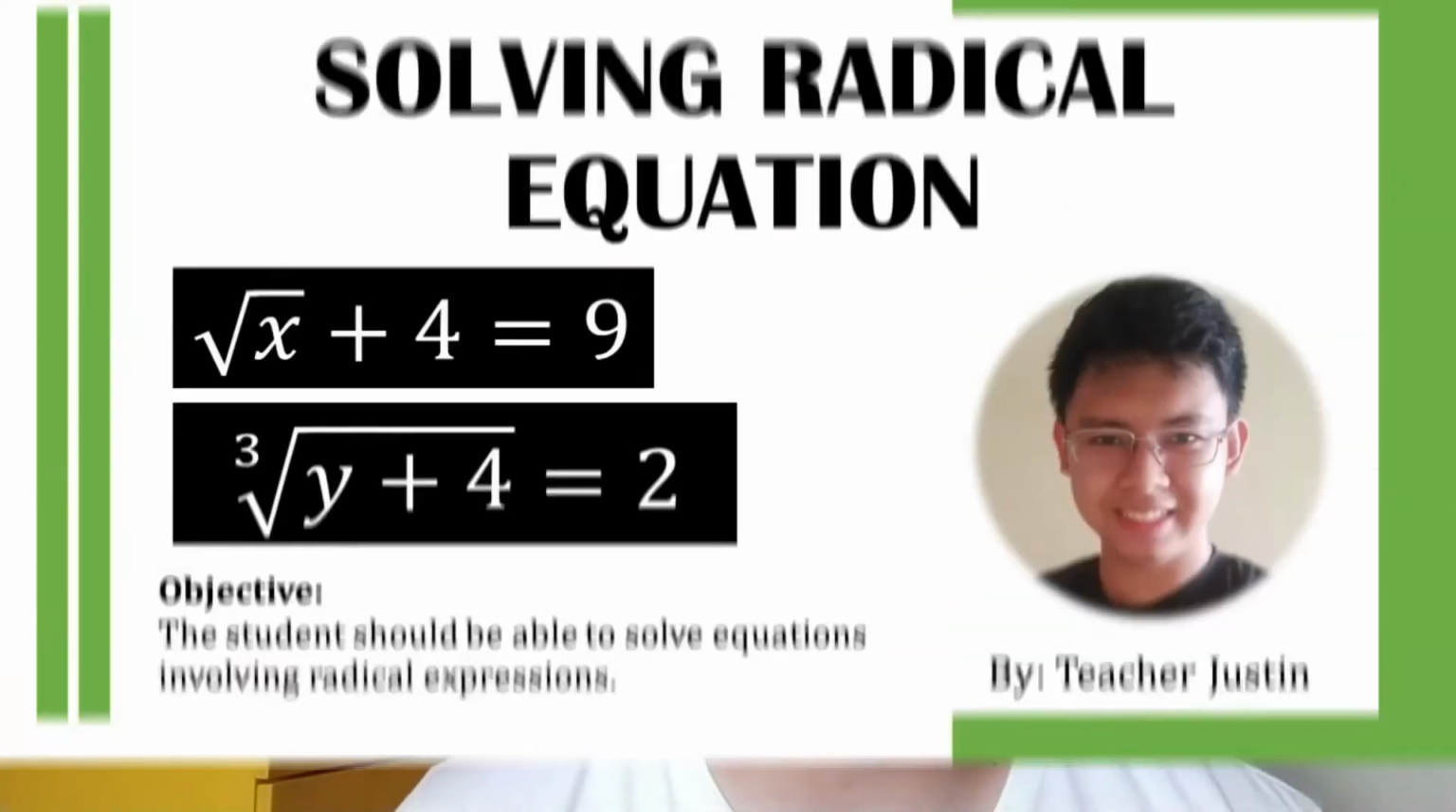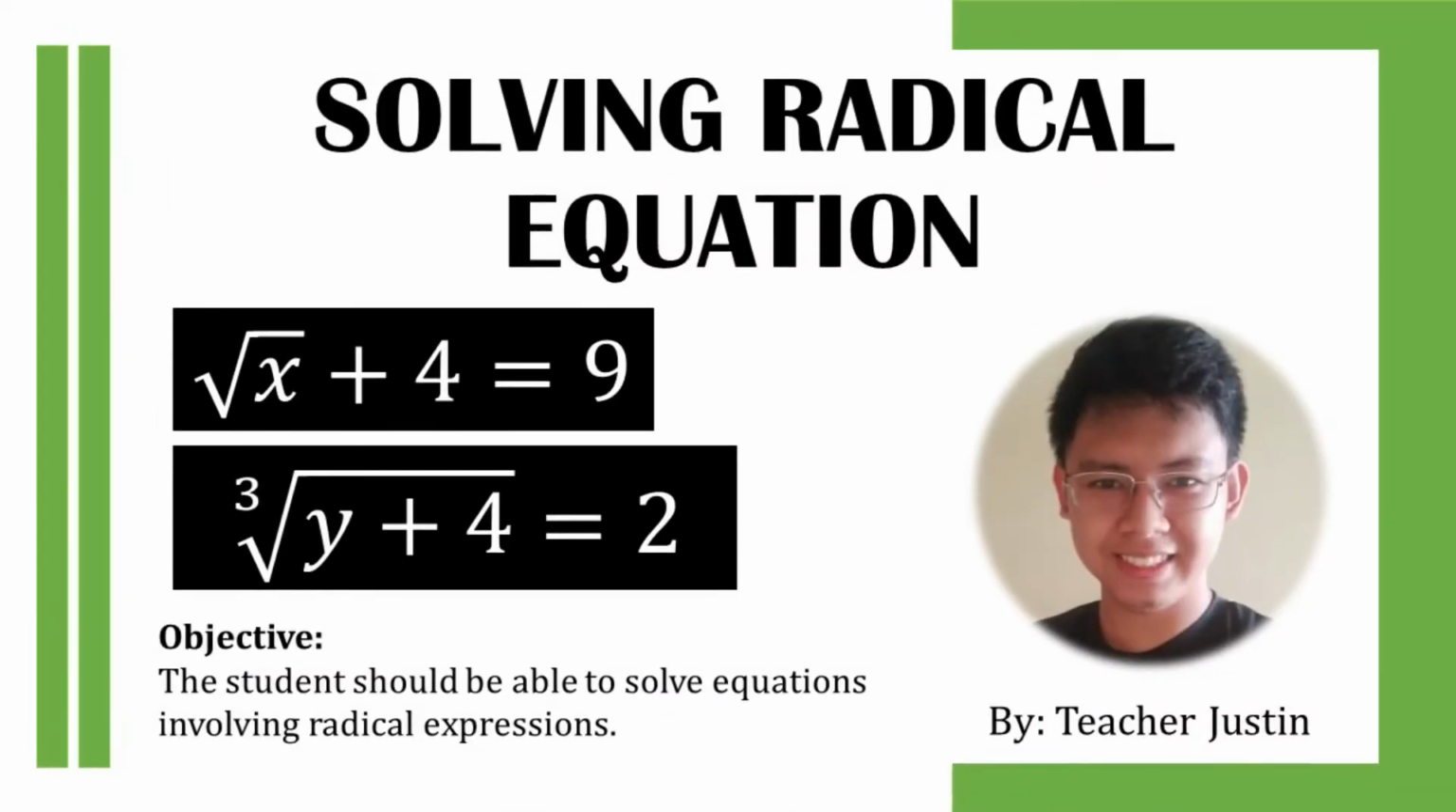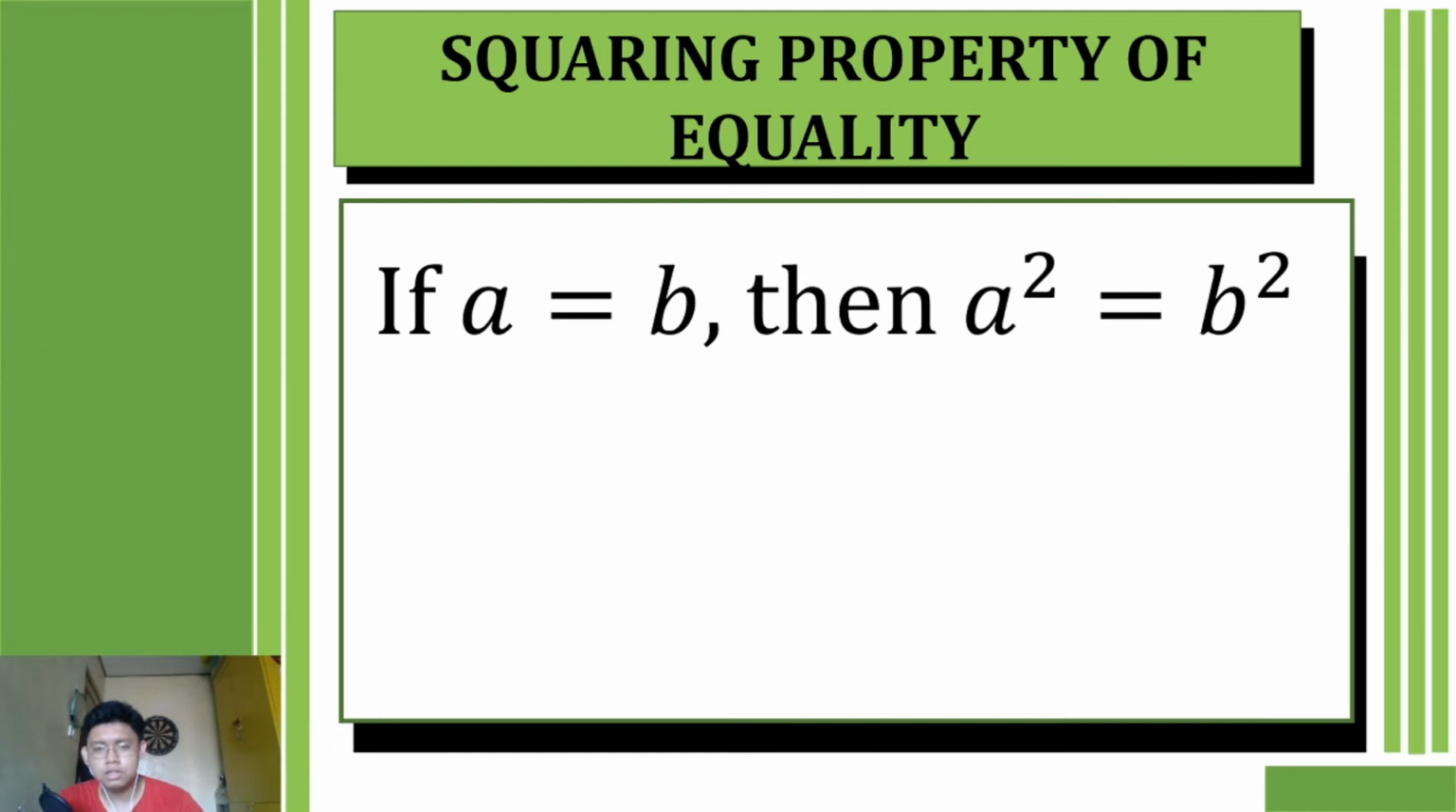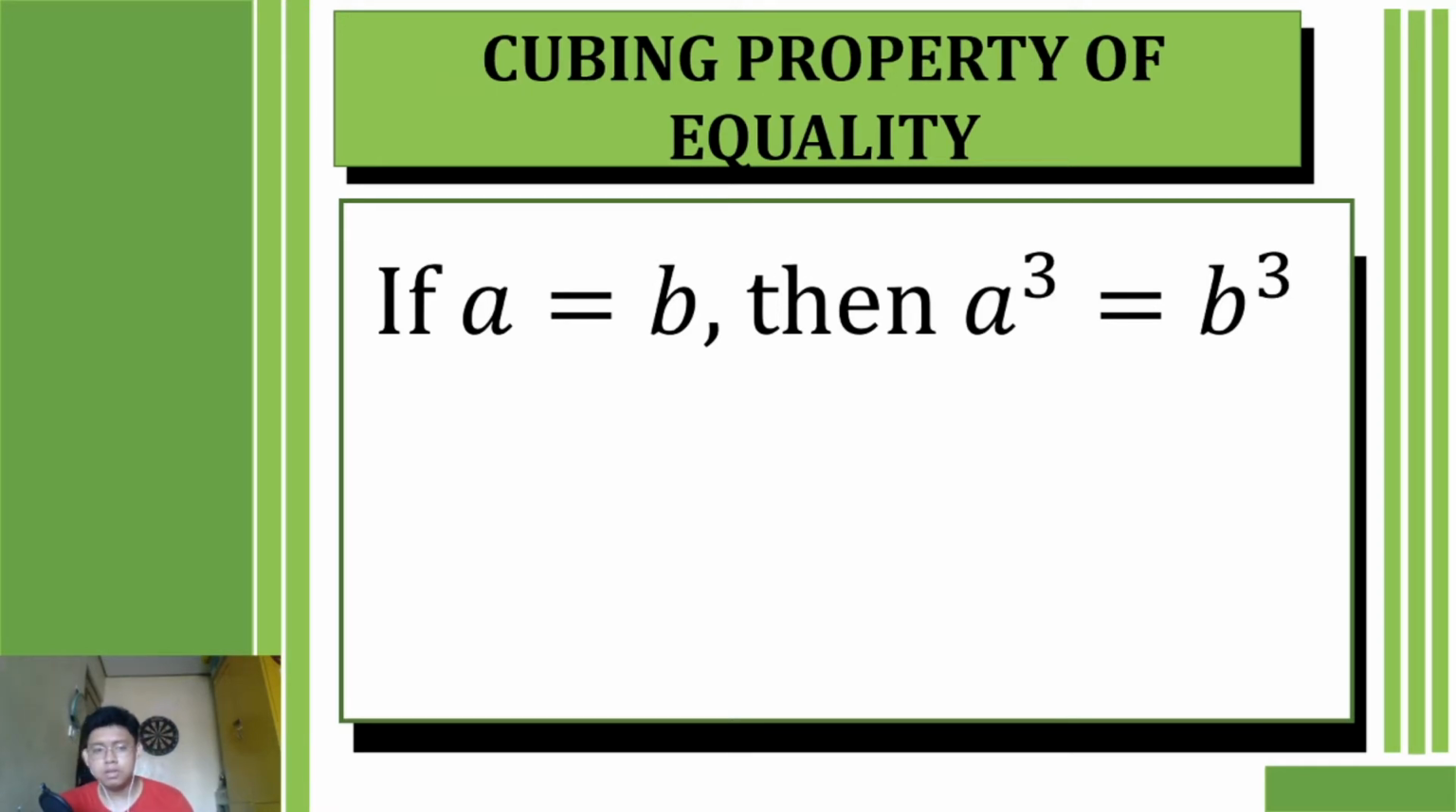On today's topic, we're going to solve radical equations. In solving radical equations, we're going to use the squaring property of equality. So if you want to remove a square root symbol, we need to get the square of both sides. And we can also use the cubing property, which is if you want to remove or eliminate the cube root symbol, we are simply going to get the cube of both sides of the equation.